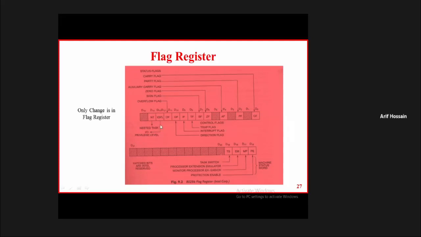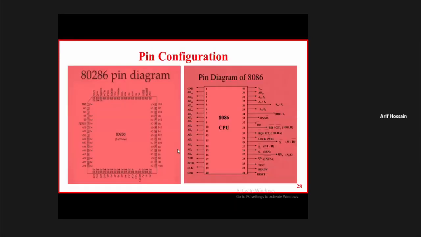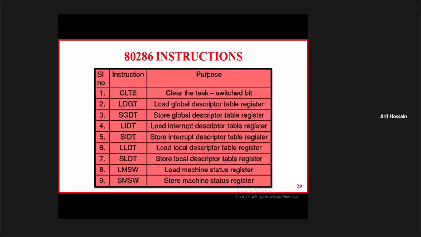Then NOPL, I don't think we had this one. The flag might be a little bit new with new functions. Then these are the pin configuration of a physical 80286 microprocessor. These are various instructions and all these things. And this is the history.